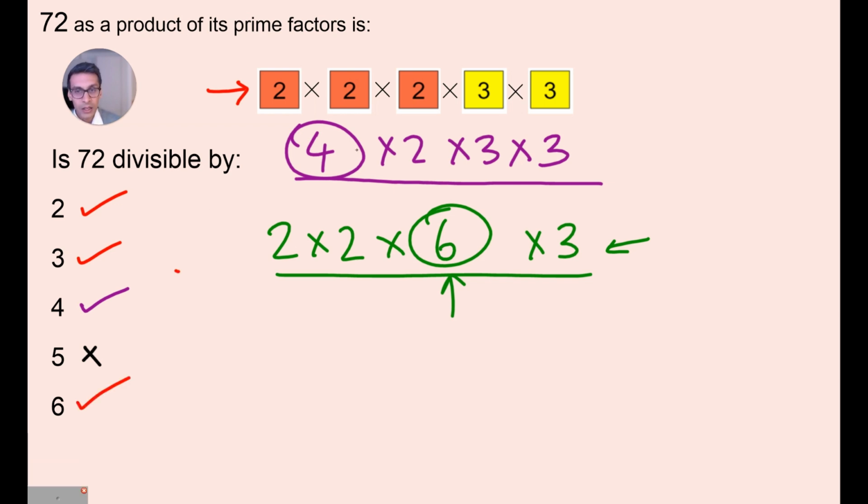Okay, can you spot any other factors that go into 72? Pause the video and see what other numbers you can come up with. Okay, so I'm going to show you a couple of answers. We know that 3 goes in. We know that 9 goes in.